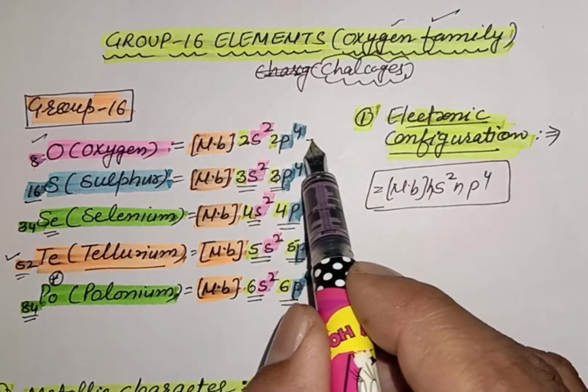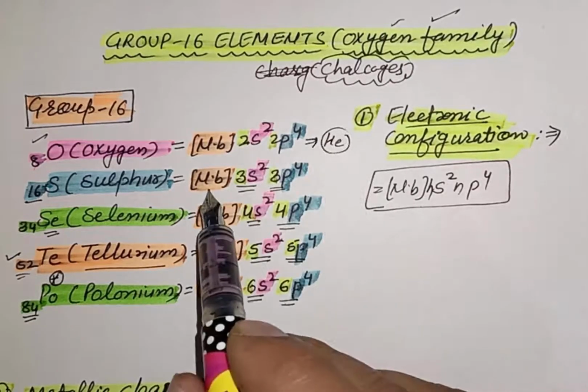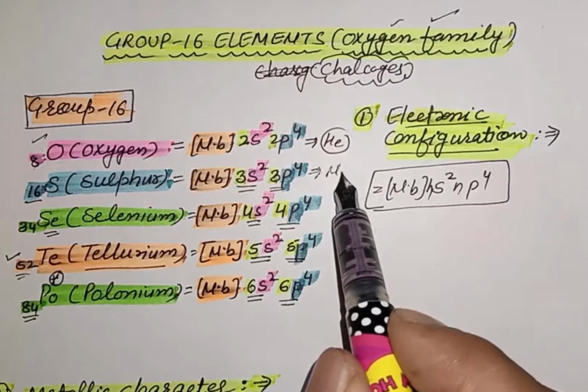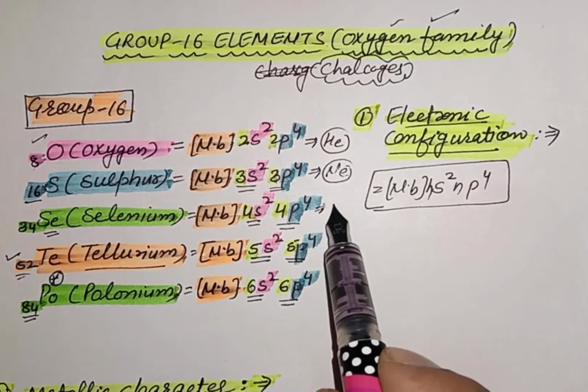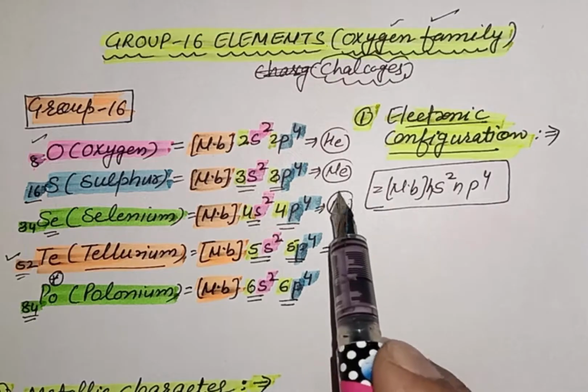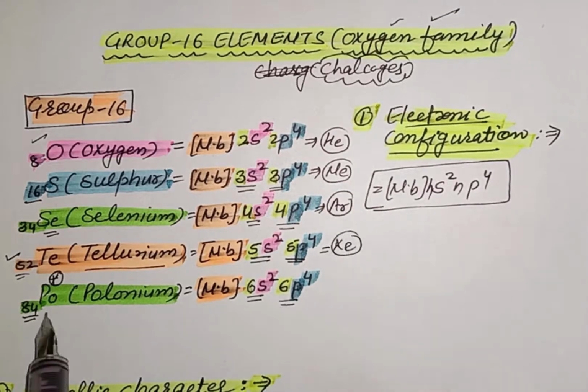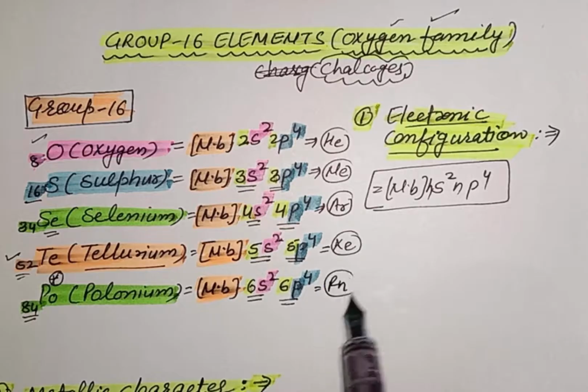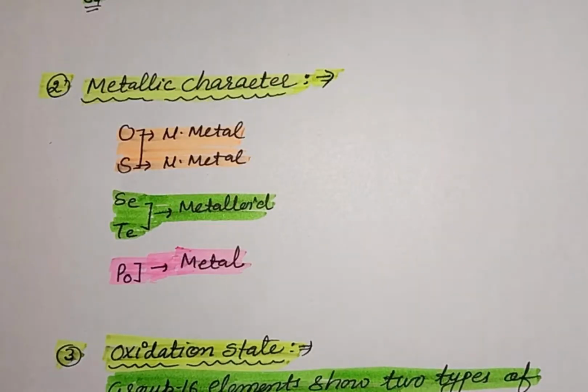The noble gas in this case is helium. After that, in case of sulfur, the noble gas is neon. In case of selenium, the noble gas is argon. In case of tellurium, the noble gas is xenon, and in case of polonium, the noble gas is radon.